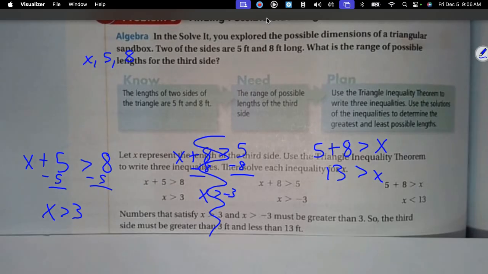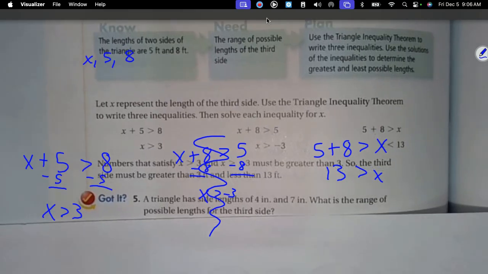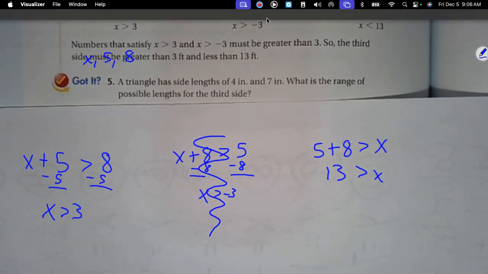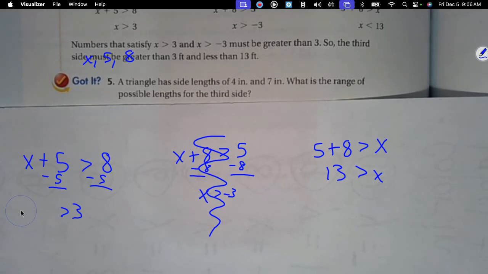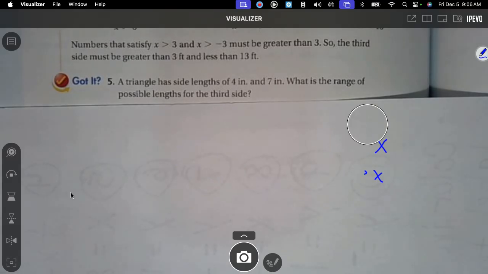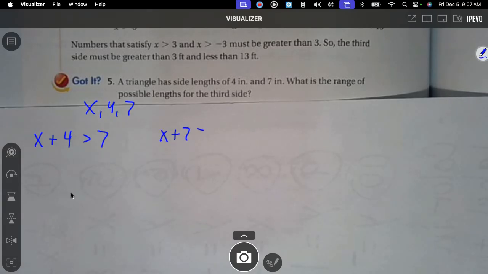Okay, let me do one more. How about this one? They've got lengths 4, 7, and we don't know the other one, so we'll call it X. Can I erase this, everybody? Are you still writing? No? Okay. It says 4, 7, and we've got to find the other one. So I'm going to do X, 4, and 7. Now let me just write my 3 little problems. X plus 4 has to be greater than 7. Let's do X and 7 have to be greater than 4. And then my last one is my numbers together. 4 and 7 has to be greater than X.